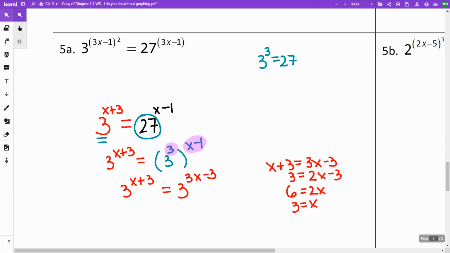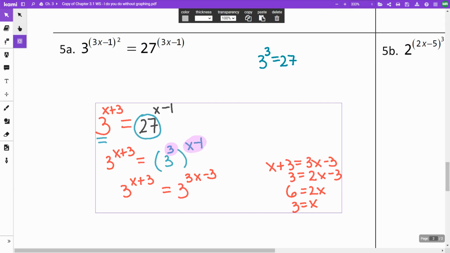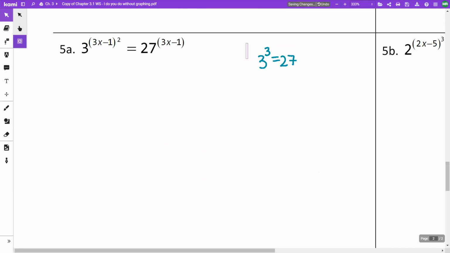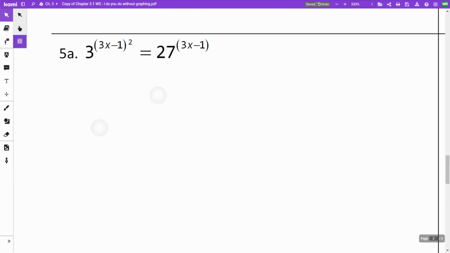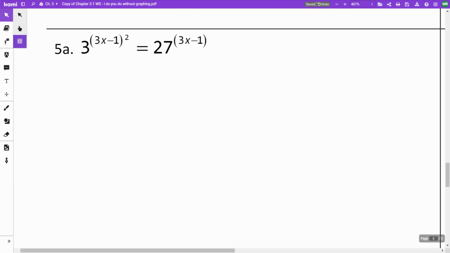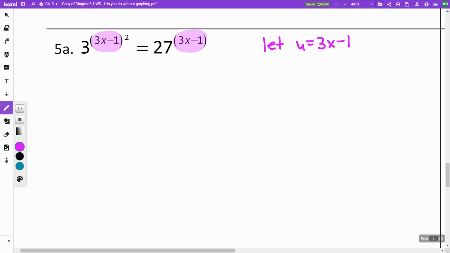Now, this problem is a little bit more complicated, so let me just undo this. So the problem that we're doing is 3 to the 3x minus 1 quantity squared is equal to 27 to the 3x minus 1. So the first thing I notice is I have a 3x minus 1 and a 3x minus 1. So I'm going to let u equal 3x minus 1. So I'm going to have 3 and then u squared. And then on the other side, I'm going to have 27 to the u.